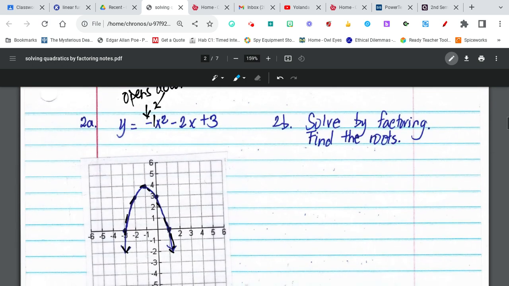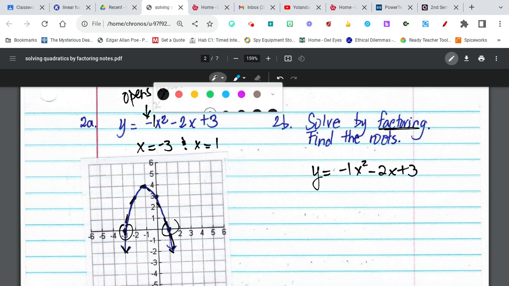All right, but as you can tell just by looking at the graph, and I've already graphed it for you, my x-intercepts are negative 3 and positive 1. Just by looking at the graph, that's where it touches the x-axis. But if I want to solve this using a factoring method, then I'm just going to write y equals negative 1x squared minus 2x plus 3. And I'm going to set this equal to 0.